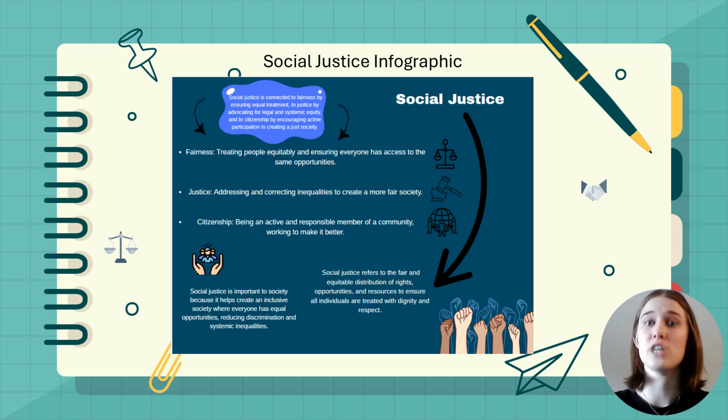Here we have the social justice infographic activity, which uses Canva as the main technology tool. In this task, students design an infographic that defines fairness, justice, and citizenship, and shows how these key ideas connect to social justice. The activity supports skills like digital learning, research, visual communication, and summarization. The goal is to introduce students to foundational social justice concepts while helping them express ideas clearly and visually.